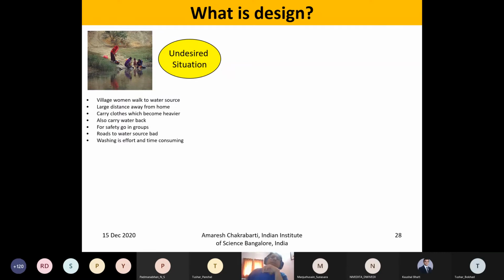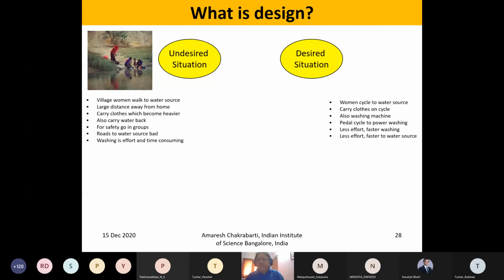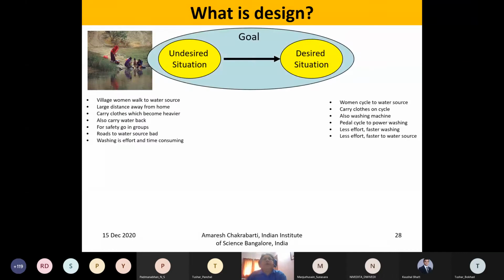And depending on your intent or directions, you might want to make it more desired by saying, okay, why don't we bring the water source closer? Why don't you make the roads safer? Why don't you ensure that carrying becomes easy? Why don't you make sure that the roads are safer, and so on and so forth? How do you make sure that the washing is less effort and time consuming, and so on? So this is what you call a goal. How do you go from undesired to desired situations?